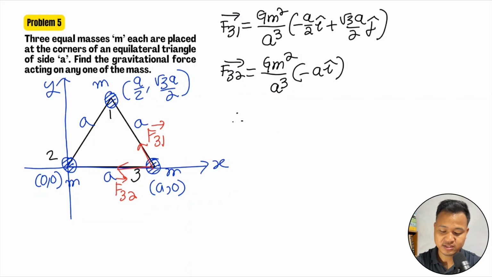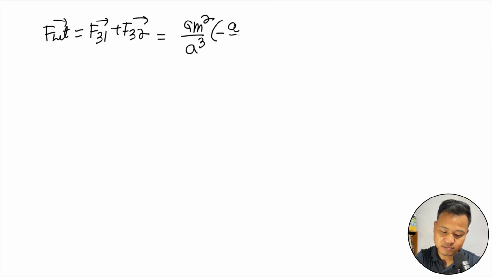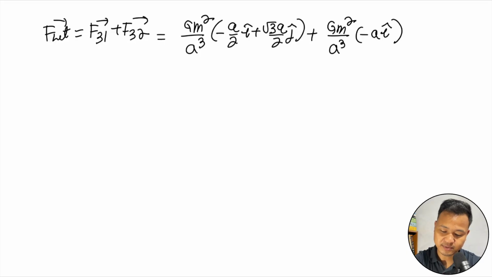Okay, so now what is the net force? Therefore, F net is equal to F on 3 due to 1 plus F on 3 due to 2. So how much will you have here? Let's add in the new page. So I will have F net is equal to force on 3 due to 1 plus force on 3 due to 2, which is G into M square divided by A cube, minus A by 2 I cap plus root 3A by 2 Z cap, plus G into M square divided by A cube, minus A I cap.